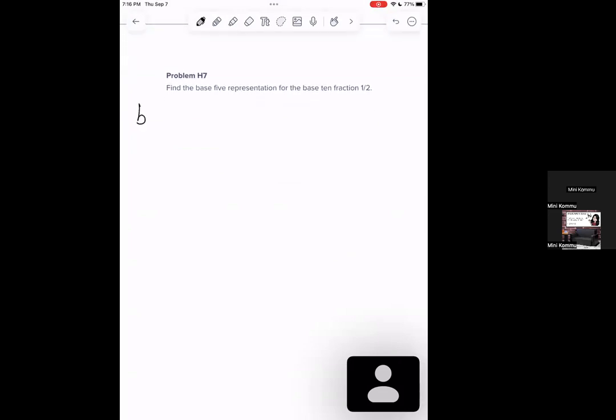Okay, now we have the base 10 fraction, which is 1 over 2. Now you have to convert 1 over 2, which is in base 10, to base 5. There is actually a good method to do this, so please do follow along. So 1 over 2 in base 10 can also be written as what? 0.5.